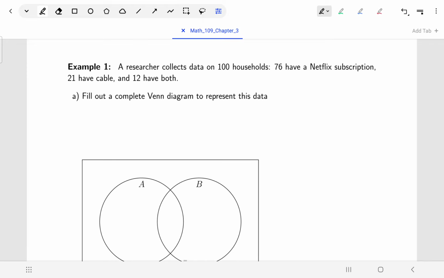So before I start filling in my Venn diagram, I have to decide who is going to be set A and who is going to be set B. So I'm going to let A be the households that have Netflix. And I'm going to let B be the households with cable.